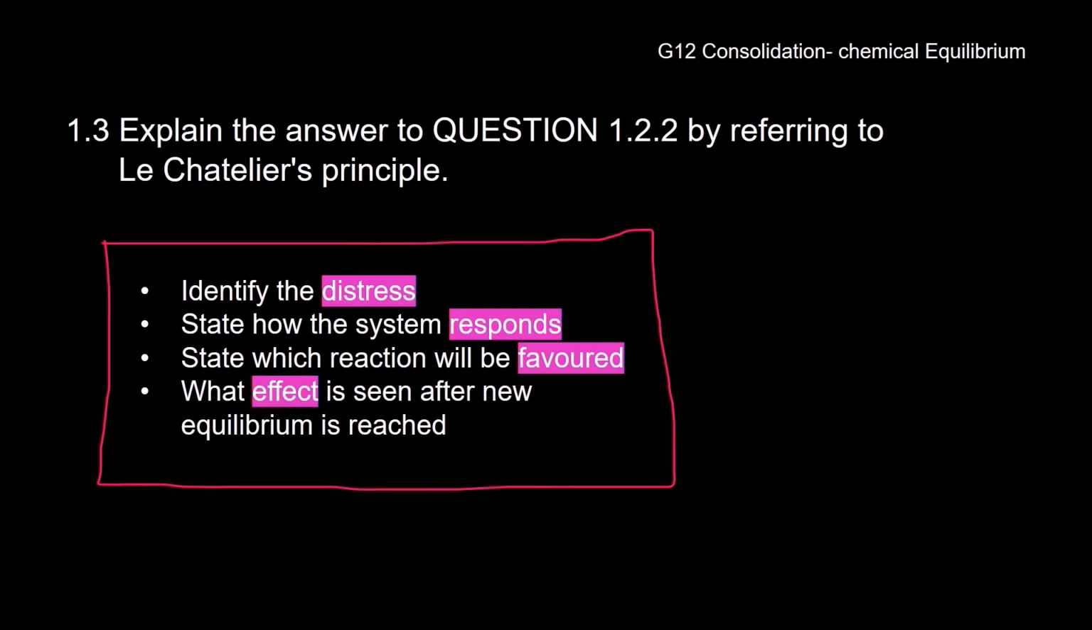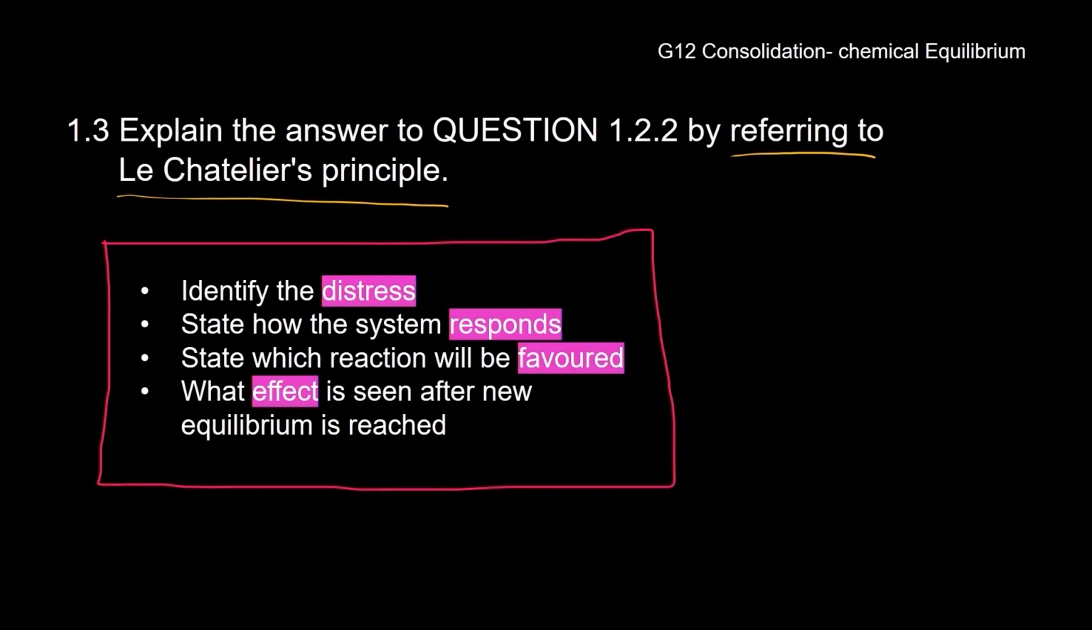Now, the next question is explain what we have just done. Explain your answer, which is the increase in iodine molecules. Explain it and refer in your explanation to Le Chatelier's principle. In our Big Ideas lesson, we spoke about this. How do we answer in terms of Le Chatelier? There are 4 things. Distress. We have to say, what is the distress? We have to say, how is the system going to respond to that distress? Which reaction is favored? And what effect will the new equilibrium have when it is reached?